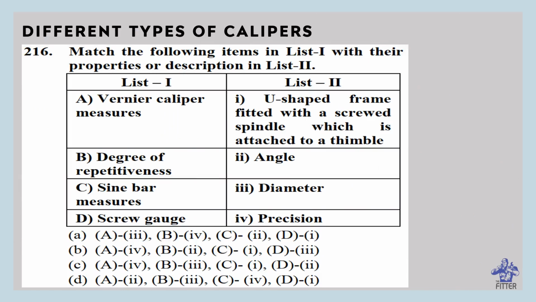Match the following items. A vernier caliper measures diameter. Here it is 3. Degree of repetitiveness, that is precision, so 4. Sine bar measures, that is angle. It measures angle. Screw gauge, the remaining one is 1. So 3, 4, 2, 1. That's option A.